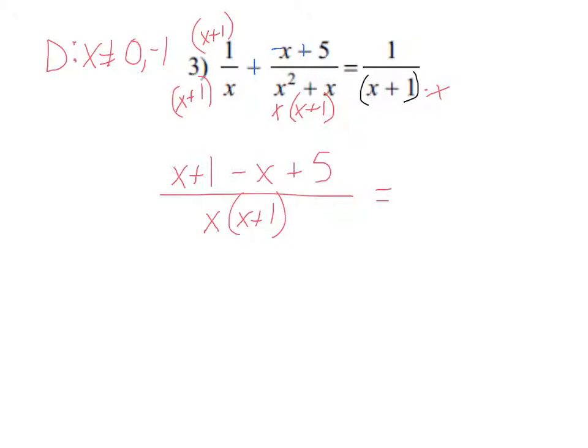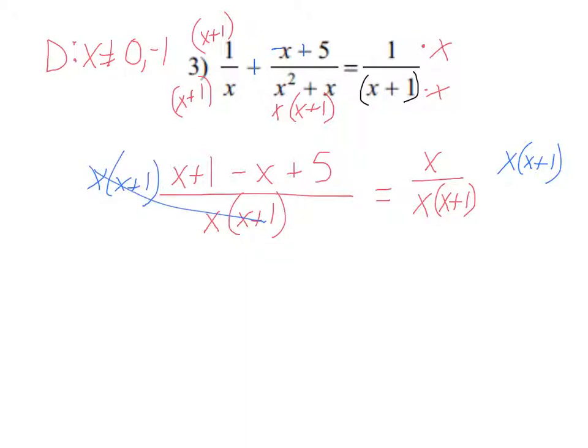Equals. Okay, on this side, I wrote this times x on the bottom. I should have also done that on the top, but you have to do it on both. And so it looks like when I multiply that, I just get an x over that common denominator of an x with an x plus 1. Take both sides times your common denominator. They cancel out.